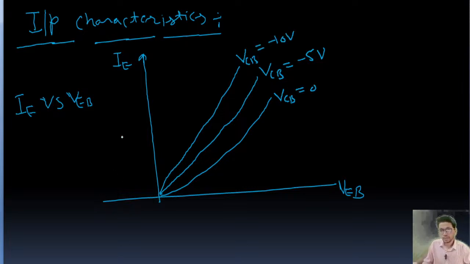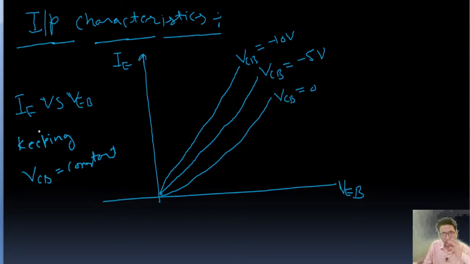So this is the input characteristics for common base configuration for a PNP transistor. You need to understand that this is the graph between IE versus VEB, keeping VCB constant. Input characteristic means the graph between IE versus VEB, keeping VCB constant. Very important, you need to note this down.